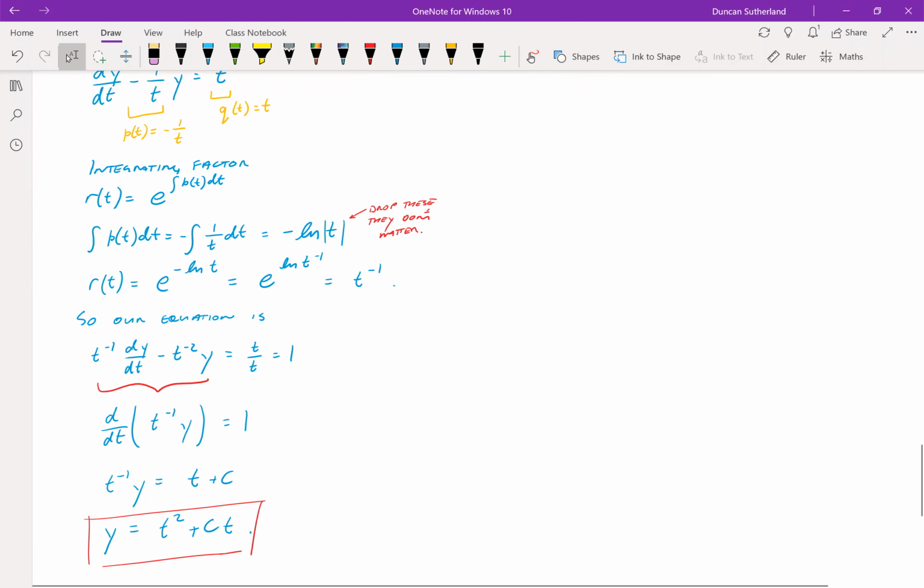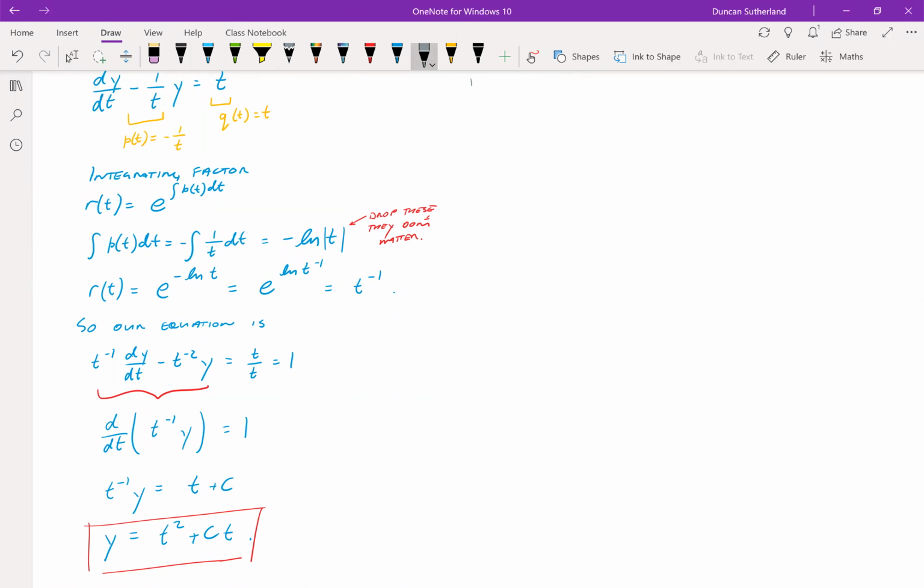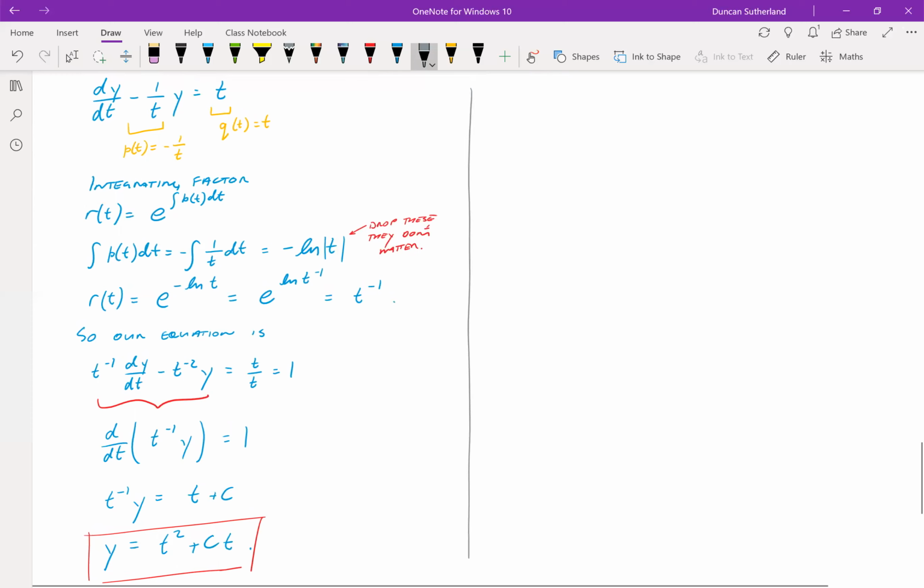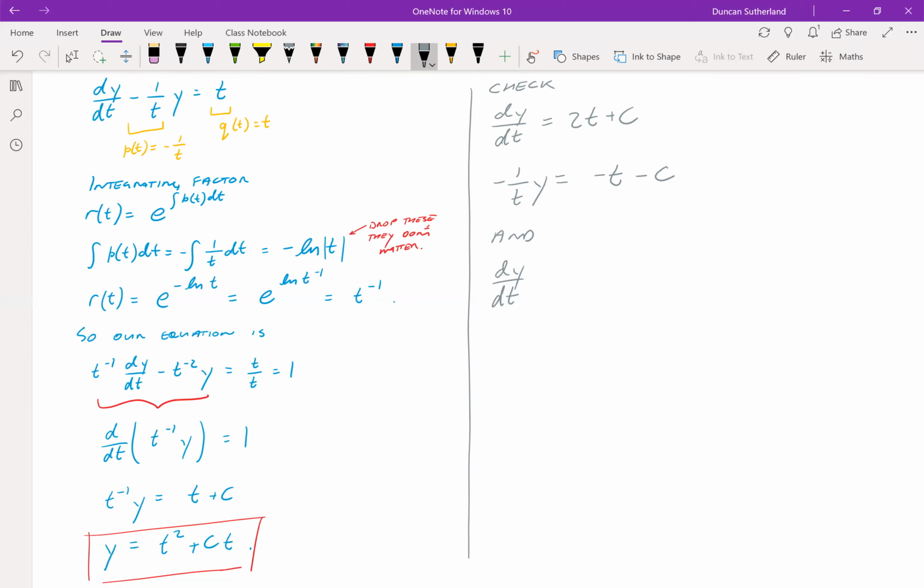Let's just quickly check that this is correct. We check an equation is correct by plugging in the proposed solution. dy/dt, differentiate this, equals 2t plus c. Minus 1 on t y is equal to minus t minus c. So dy/dt minus 1 on t y is equal to 2t plus c minus t minus c equals t.